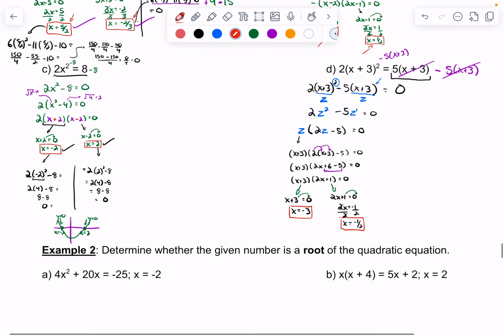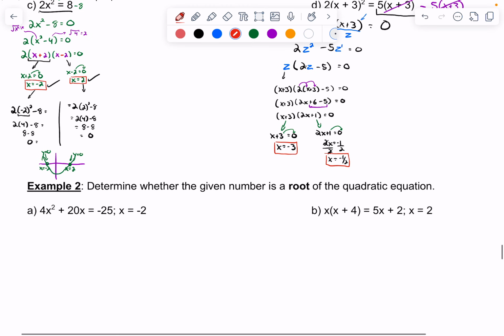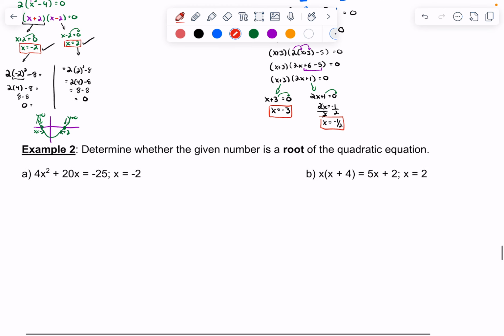Okay, last example. Determine whether the given number is a root of the equation. Again, you'll see these words, and you have to understand that the word root means the same thing as solution, x-intercept, 0. So they all mean the same thing, okay?